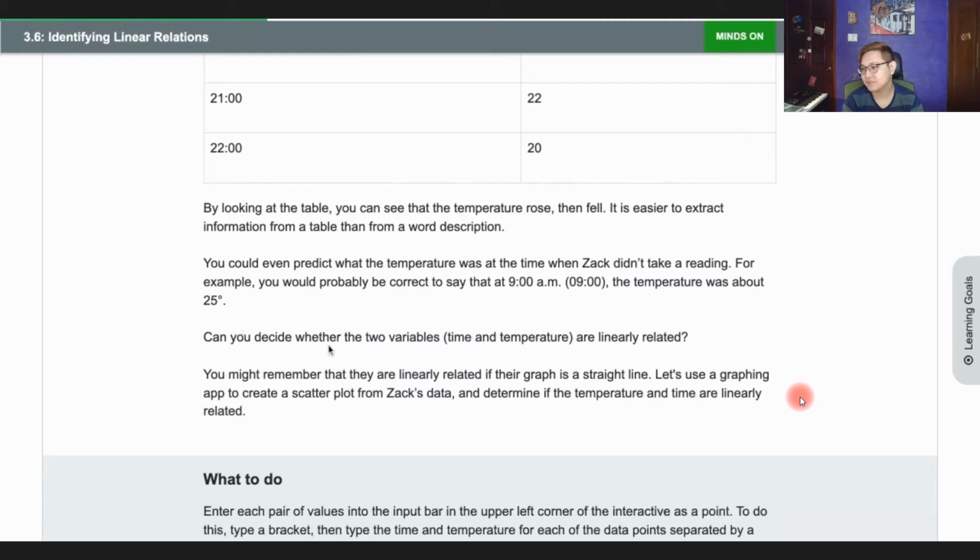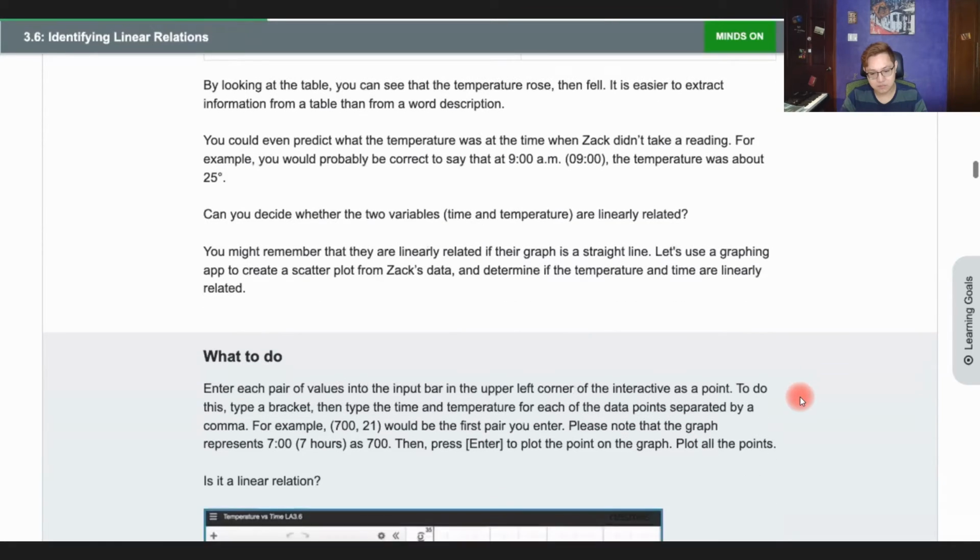Can you decide whether the two variables, time and temperature, are linearly related? You might remember that they are linearly related if their data looks like a straight line. Let's use a graphing app to create a plot from the exact data and determine if the temperature and time are linearly related.